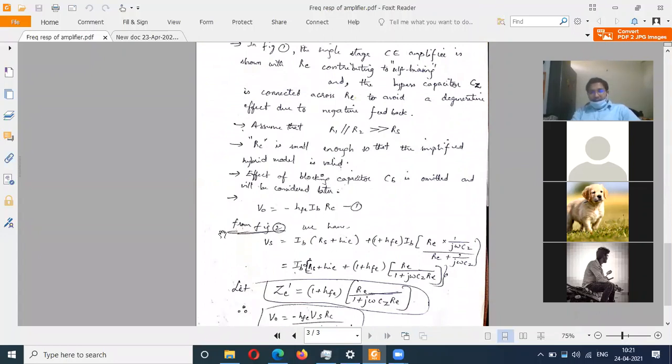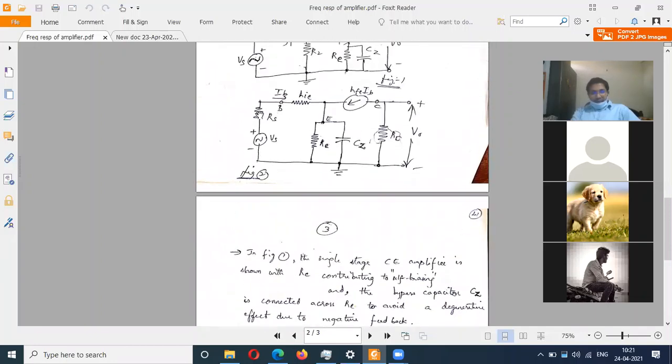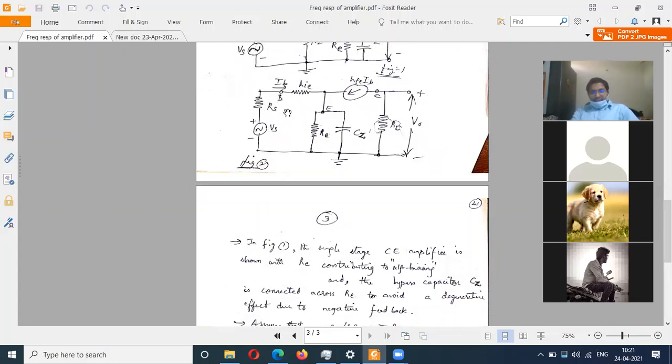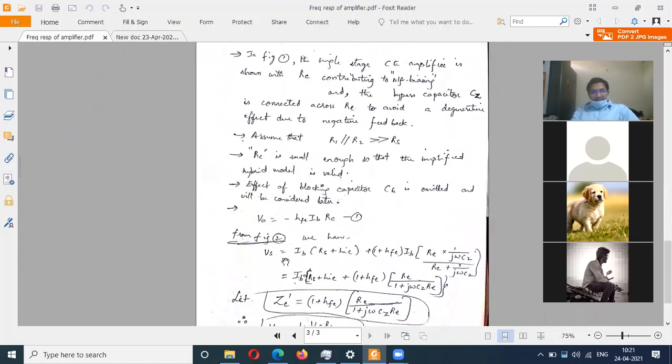So Vs will be IB into RS plus IB into HIE. IB I'm taking common. Vs is equal to IB into RS plus HIE. Okay, Vs is equal to IB into RS plus HIE.